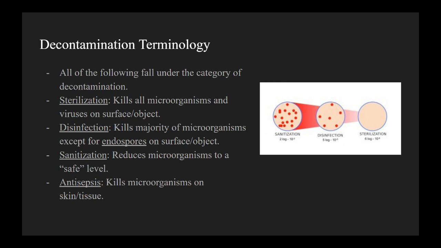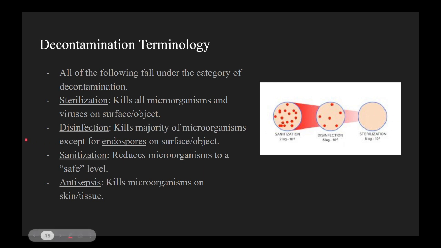First we have these levels. Sterilization is the most intense level of decontamination. This is where you're trying to kill every single microorganism and virus. Well, you can't really kill viruses, but you're getting rid of them on a surface or object. So you're trying to get rid of 100%. So you can see down the right here, sterilization has an empty visual here.